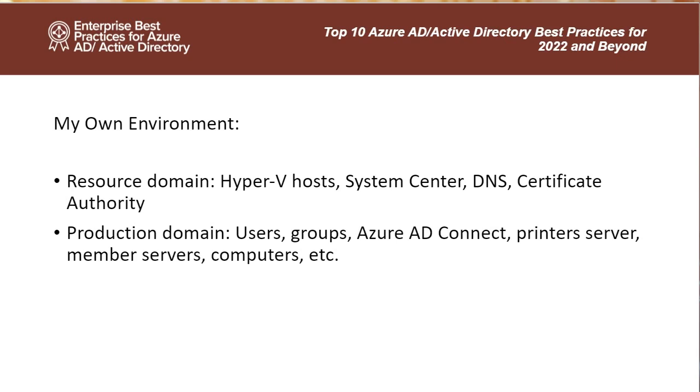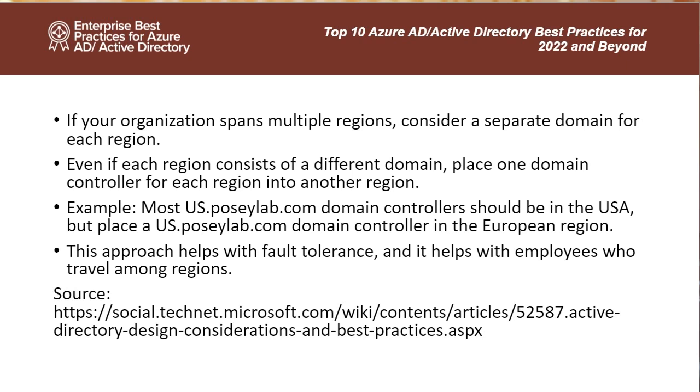And then I have a production domain that falls below that. And then that production domain is where user accounts, groups, Azure AD Connect, my print server, and a couple of member servers and that sort of thing reside. So again, I'm isolating critical resources up in my resource domain where they're safely protected from my primary production domain. So that's just an example of how I do things in-house.